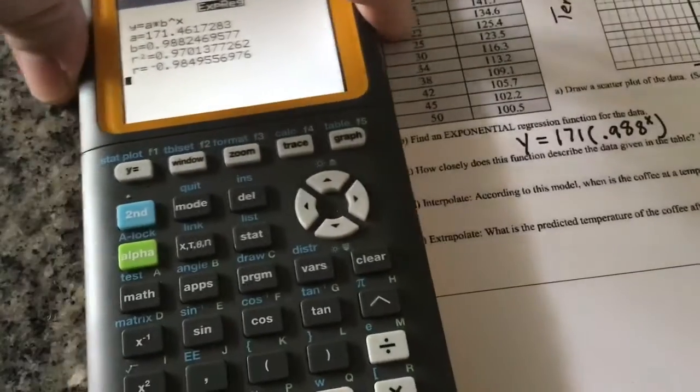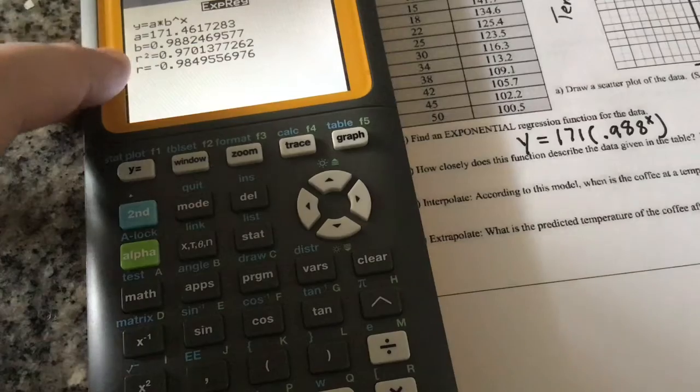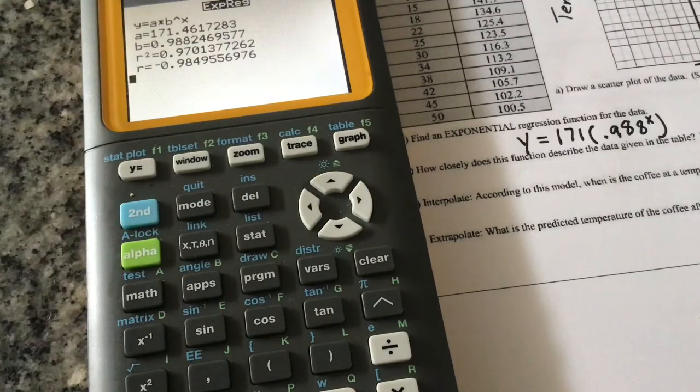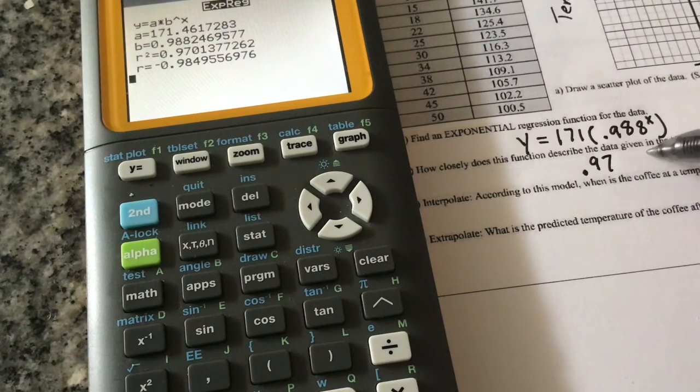Now the next question says, how closely does this function describe the data set in the table? How do you know? So what's important here is whenever we talk about how closely does this describe the data set, that's kind of like the same thing as asking how good is this equation as a predictor of the data? How reliable is this equation? And that's where our r squared value comes in right here. And r squared in this instance is equal to 0.97, so it is a very good description of the data set.